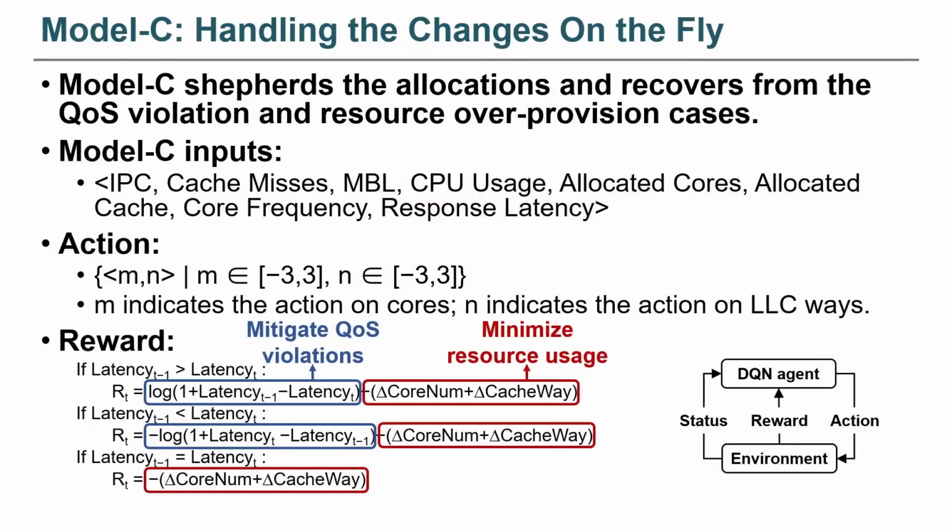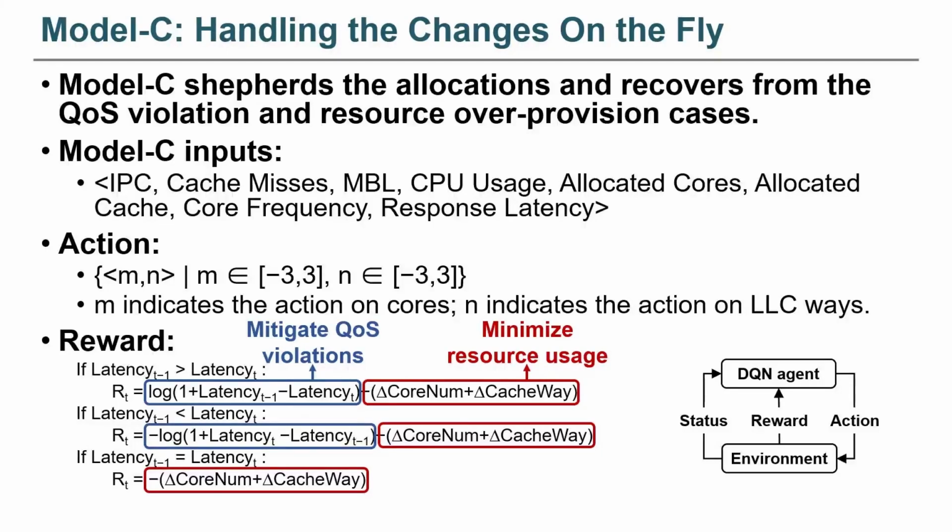Model C is a reinforcement learning model based on DQN. It shepherds the allocations and recovers from QoS violation and resource overprovision cases. Model C has 8 input features. The scheduling actions are defined as the action function here, in which a positive M denotes allocating M cores for an application, and a negative M means depriving it of M cores. N indicates the actions on LC width.